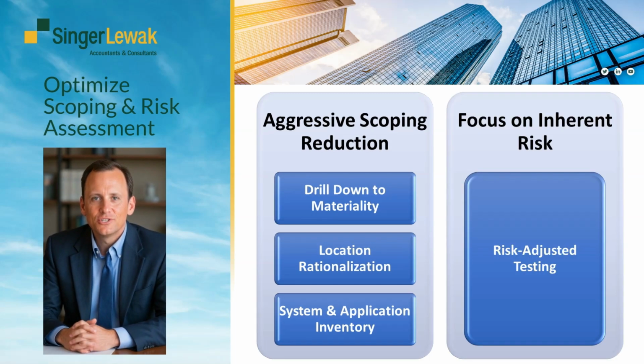Actionable strategy 2: focus on inherent risk. Perform risk-adjusted testing. Do not test every control with the same rigor. High-risk manual controls, such as complex journal entries, require frequent, higher sample testing. Low-risk, preventative, and stable controls, like access controls that haven't changed, can move to an annual or even biennial testing cycle. The risk profile must directly dictate the testing effort.